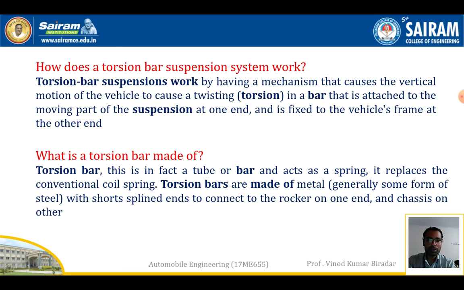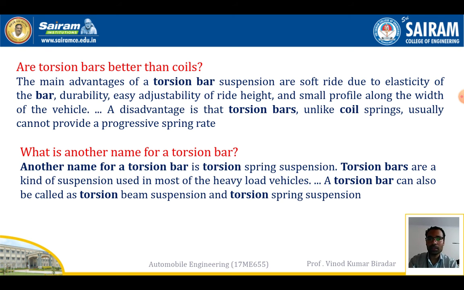So the torsion bar is made of metal. Normally it is made of a metal with short splined ends to connect with the rocker on one end and the chassis on the other end. Okay, so here, are torsion bars better than coils?